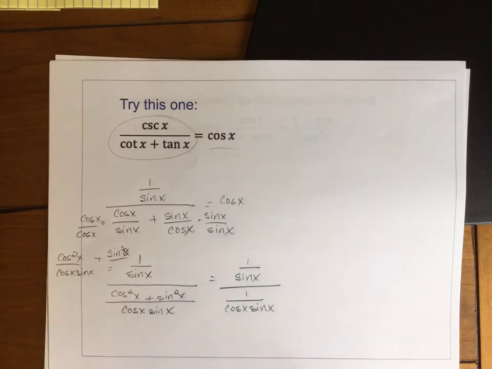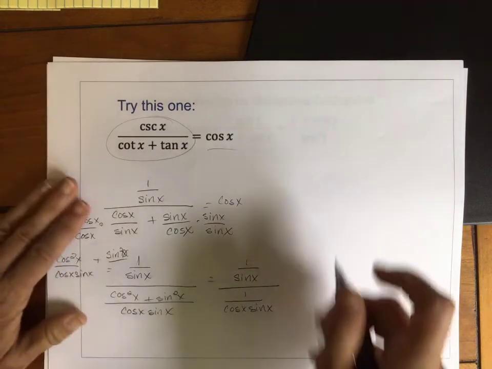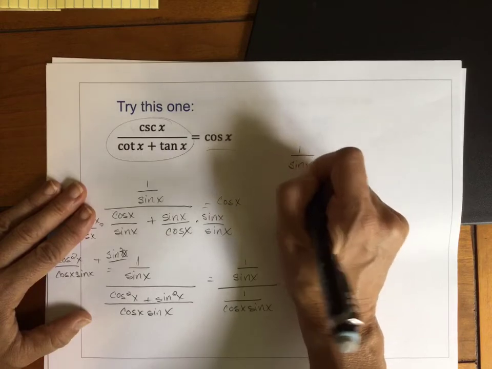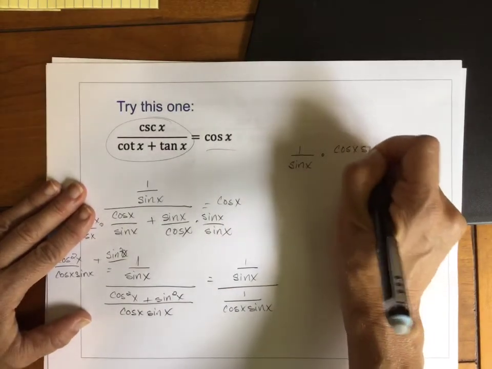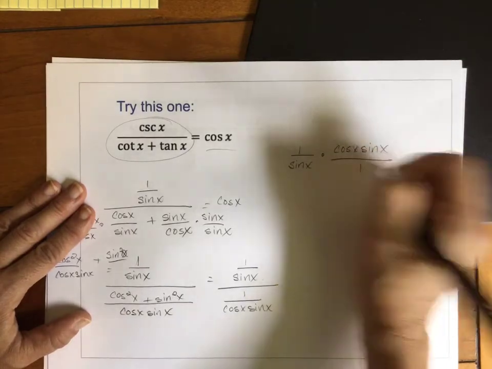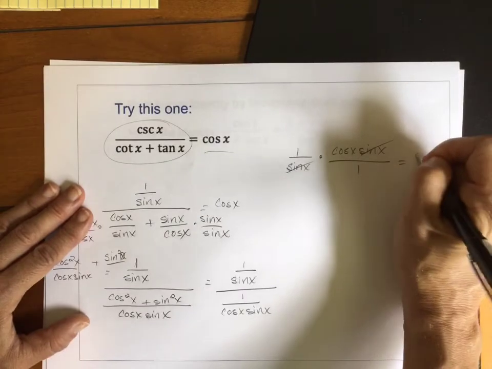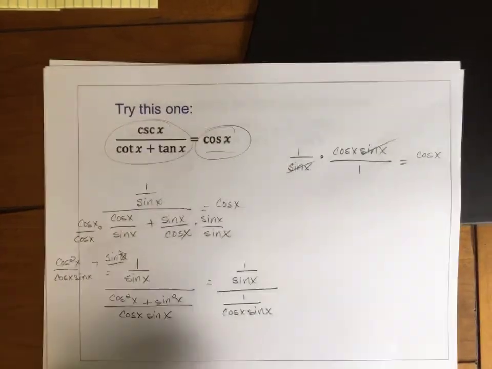And now we need to remember how we divide fractions. We're going to take the reciprocal or flip the bottom fraction and multiply. So I'm going to come over here. 1 over sine x times cosine x sine x all over 1. And when I multiply that, these sines cancel out, leaving me with just cosine x, which is what I was trying to verify.